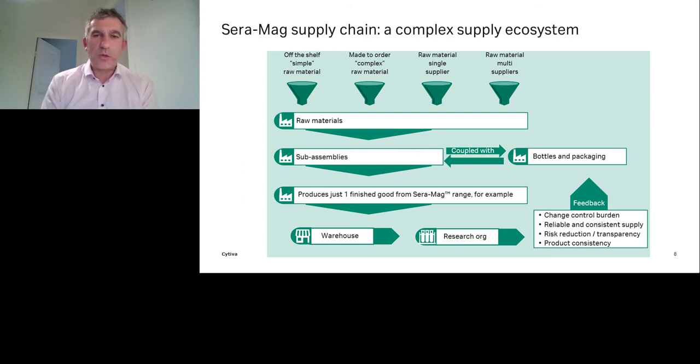And all the while this is going on, we recognize that we need to minimize the change control burden on our customers. We need reliable and consistent supply. We need as low as feasible risk and a high degree of transparency to our customers and from our suppliers, and consistent product.